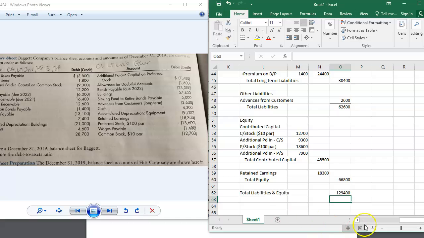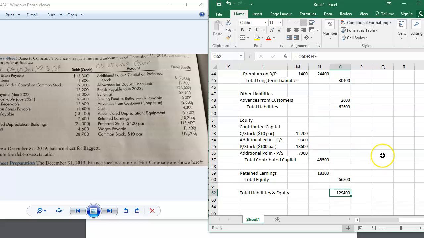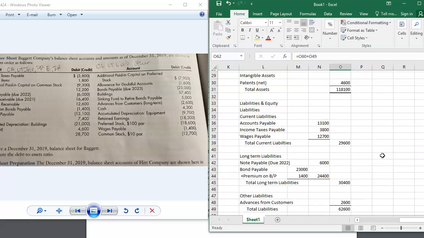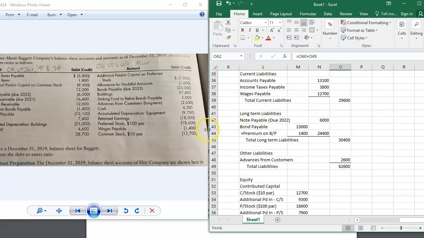All right, and they are 129.4. I'm going to make this a double underline thing versus 118.1. All right, but I already found my mistake. Wages payable should be 1,400, and I have 12.7. I copied the wrong number. So 1,400.